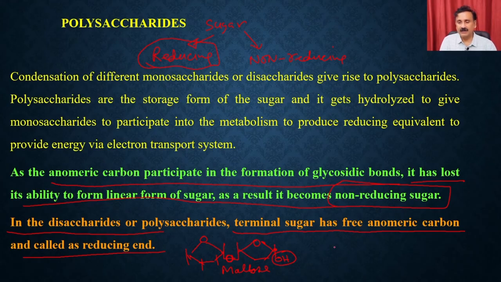Whereas in the case of a polysaccharide, you can imagine that if I convert the maltose into a polysaccharide by adding some more sugar, this OH is again going to form a glycosidic bond. So if you see the polysaccharides, it's like this.